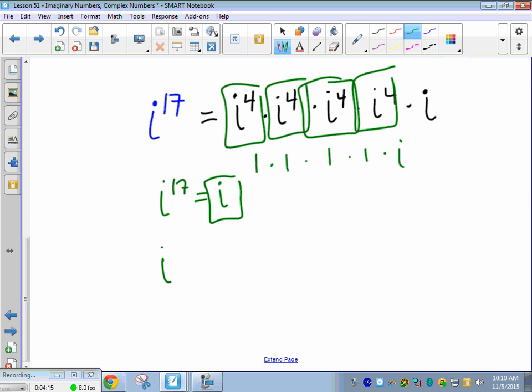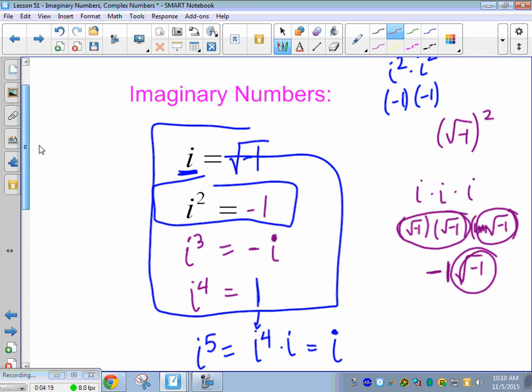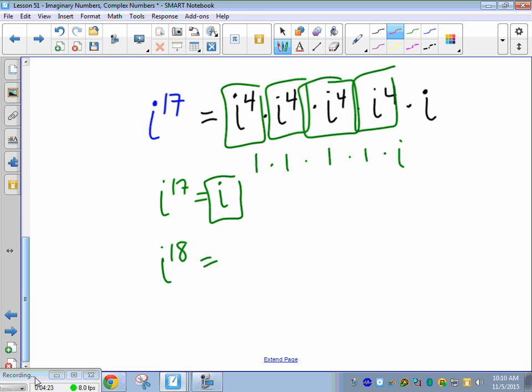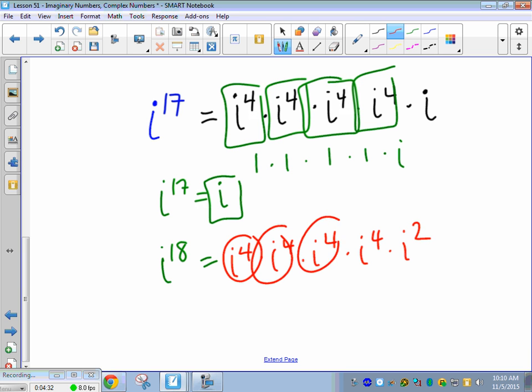So i to the 18th, if I asked you what that one is going to be, the next one over, now it's going to be i squared. Again, we could break it down by 4s. 2, 3, 4, and then we have i squared. So each of these are equal to what? 1.